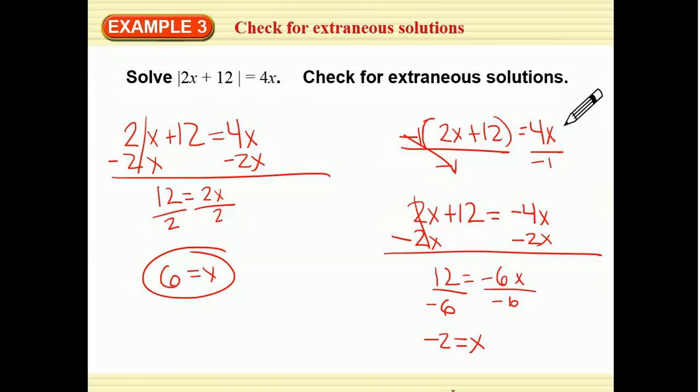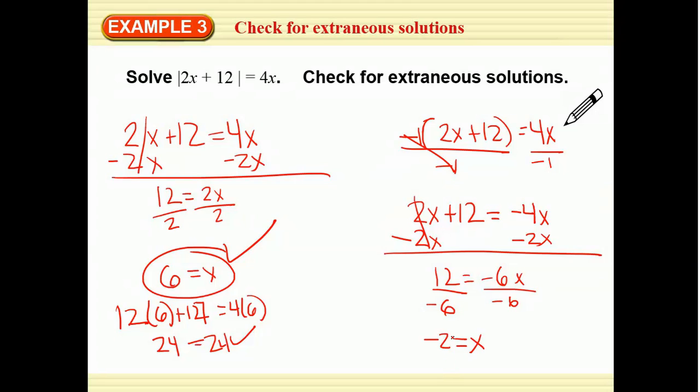Now, let's plug in both these solutions. So let's check to see if we have an extraneous solution or not. So I got the absolute value of 2 times 6 plus 12 equals 4 times 6, right? Well, 2 times 6 is 12, plus 12, well, that's 24. And the absolute value of a positive 24 is 24. And 4 times 6 is 24. No extraneous solution on x equals 6. That's a good answer.